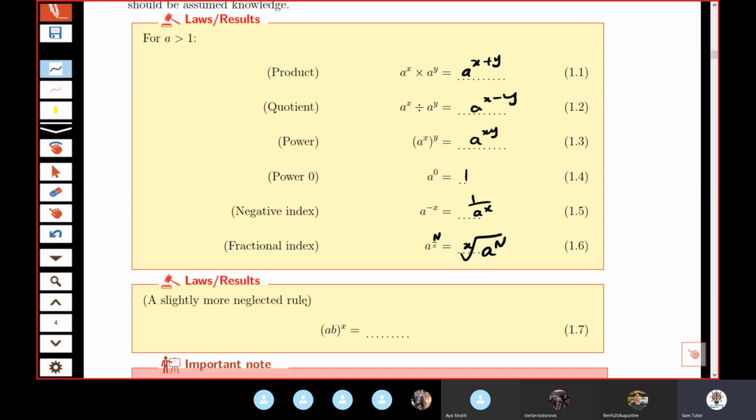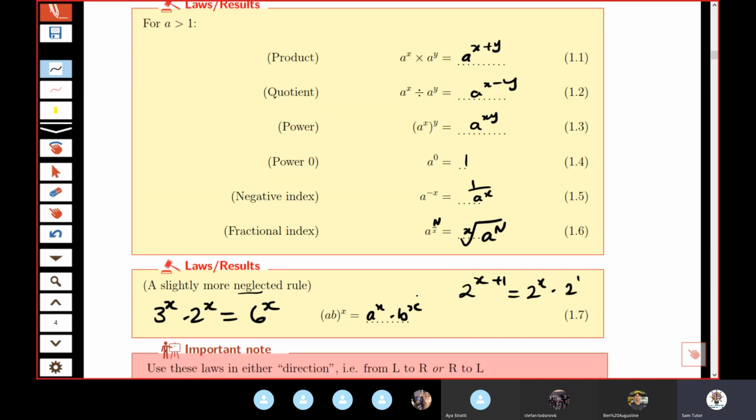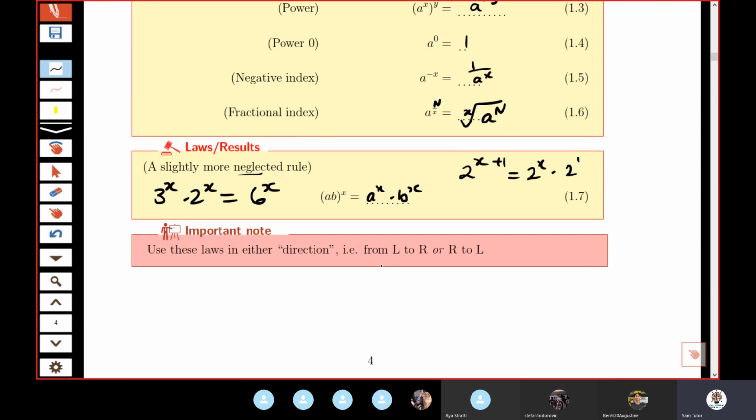And then a slightly more neglected rule is this one here, which is ab to the power of x. So this would become a to the power of x dot b to the power of x. That works really well when I've got questions like this. Or actually, a better one would be if I've got a question like this. A lot of students miss this fact. So the idea is if your powers are the same, then your bases can be different. Okay, that's, as we've written, a slightly more neglected rule, but a really important rule. And of course, you guys know it can be written left to right.